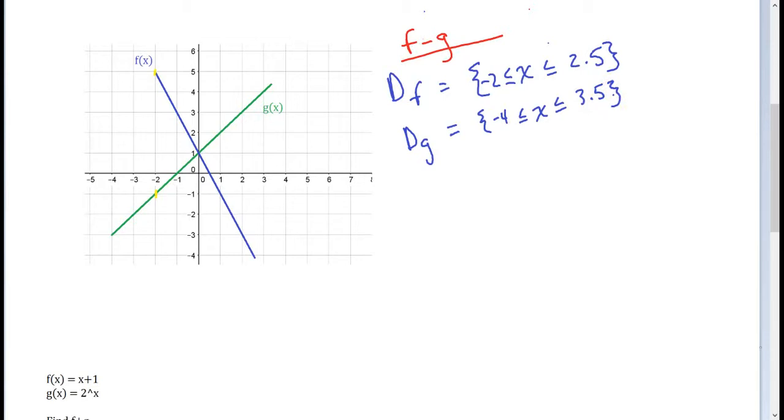So the domain of f minus g has to be the set of x values that are both in f and also in g. So from 2 to 2.5, we have points on the graphs for both.